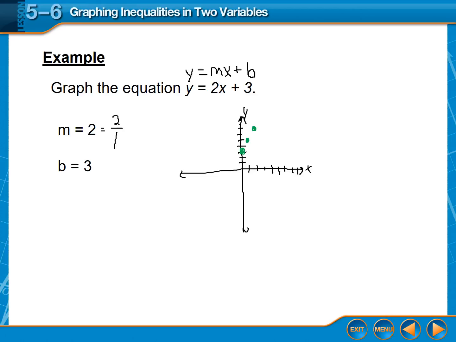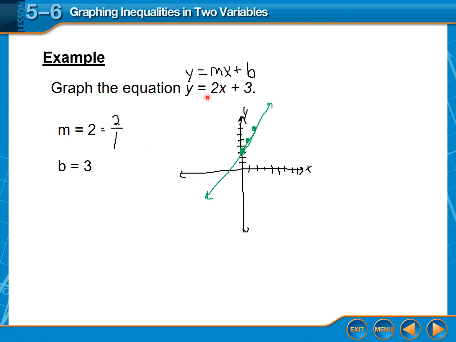All right, and then all of the points along this line, they'll make a completely straight line. And any point on that line is a solution to y equals 2x plus 3. So I take those points and I just connect them with a relatively straight line. So this line is all of the solutions to y is equal to 2x plus 3.